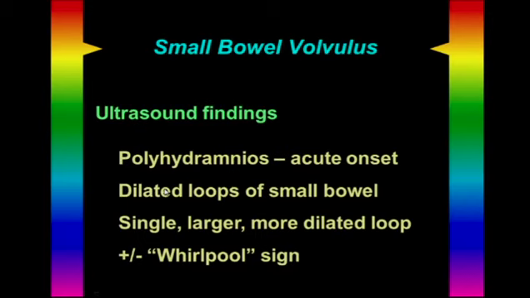On ultrasound, there's typically acute onset of polyhydramnios and then acute onset of dilated loops of small bowel proximal to the site of the volvulus. There may be a single, larger, more dilated loop representing the loop of bowel that twisted on itself. And we may see what's called the whirlpool sign, where you see the twisting around and around of the bowel.